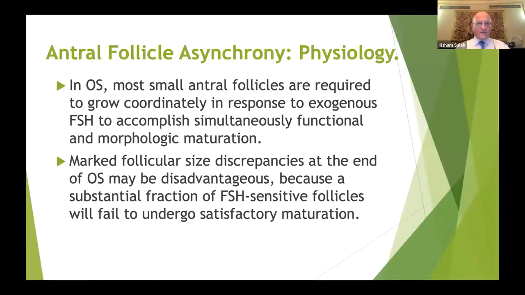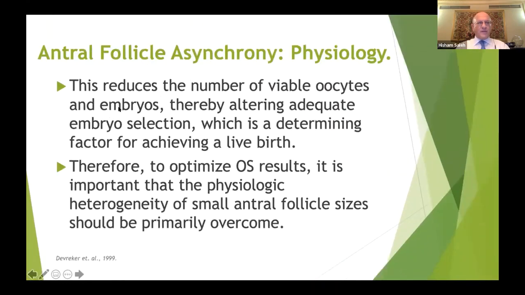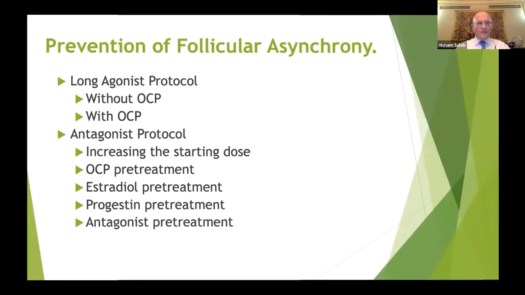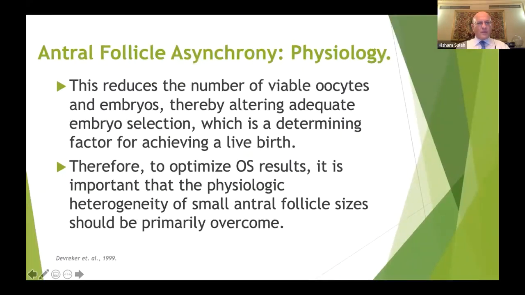Marked follicular size discrepancies at the end of ovarian stimulation may be disadvantageous because a substantial fraction of FSH-sensitive follicles will fail to undergo satisfactory maturation. This reduces the number of viable oocytes and embryos, thereby altering adequate embryo selection, which is a determining factor for achieving a live birth. Therefore, to optimize ovarian stimulation, it is important that the physiologic heterogeneity of small antral follicle sizes should be primarily overcome. And this is the importance of overcoming and preventing follicular asynchrony.